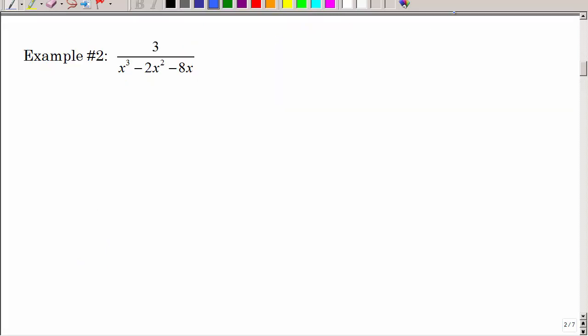Let's look at the second example. The first thing you need to do is to factor the denominator. That way you will know what kind of factors you have. Are they linear? Are they repeated? And then go from there. So the first thing I see is a GCF of an x, and then I see a trinomial that I can factor further. So that looks like x minus maybe 4 times x plus 2. Checking that? Yes.